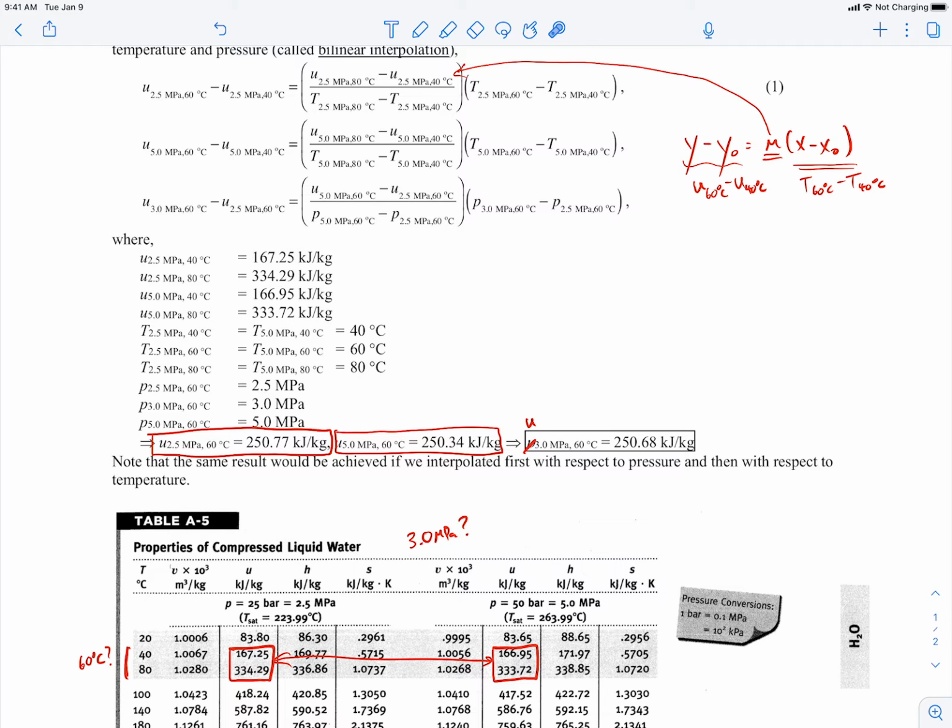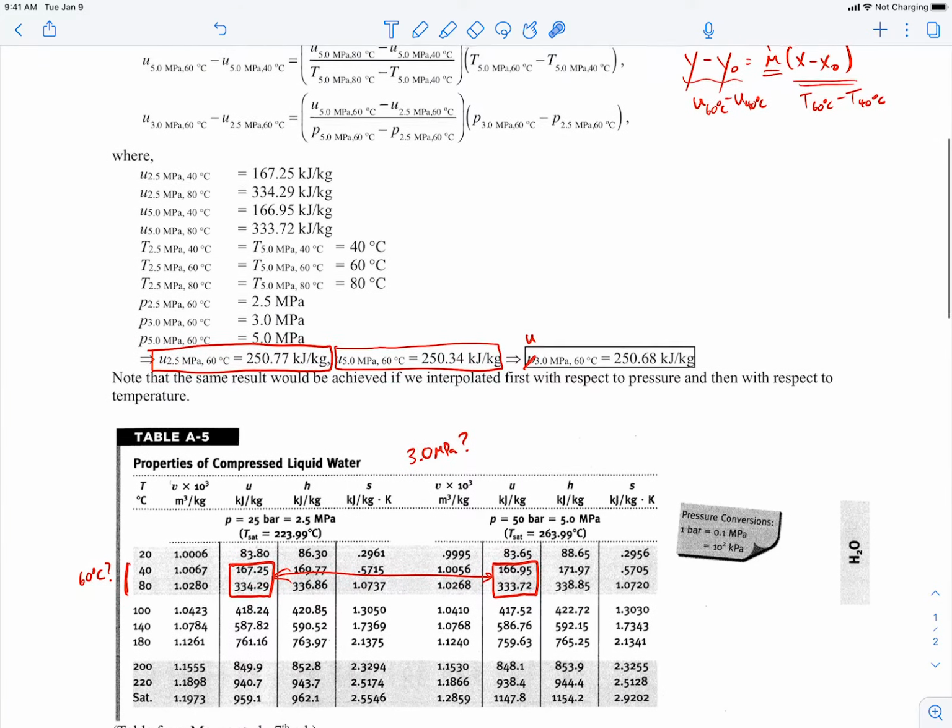And as I mentioned before, we'd get the same result if we did a linear interpolation first according to pressure. The way we could do that would be we would find the specific internal energy at 40 degrees C at 3 megapascals. So we'd linear interpolate between those two values, and then do a linear interpolation based on pressure at 80 degrees C. So that would be between those two values. And then once you have those values, then do the linear interpolation based on the temperature, and that would give you the value at our desired 60 degrees C and the 3 megapascals.